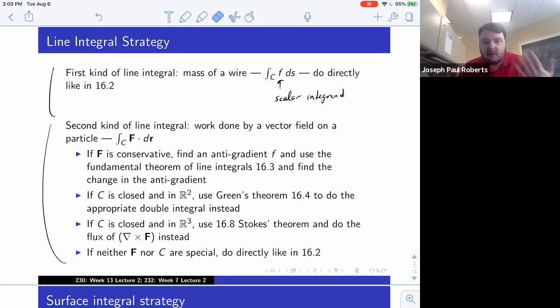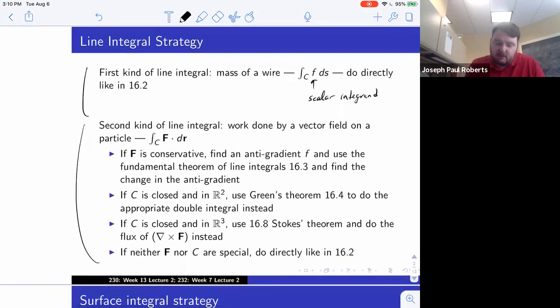And then finally, if your vector field's not special and your curve's not closed, then there's going to be a formula that we can use. It's going to look a lot like this approach up here. But yes, there are also times when we have to do a direct calculation, like in 62. So it looks like the question we're asking ourselves here is: is F conservative?